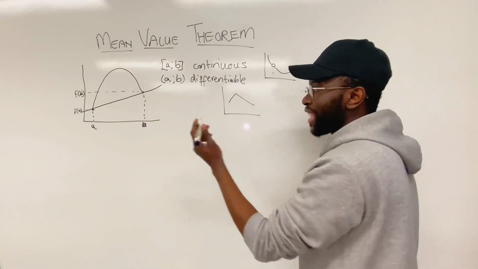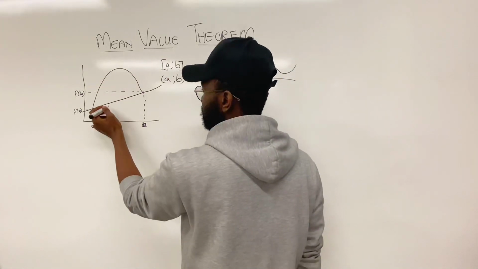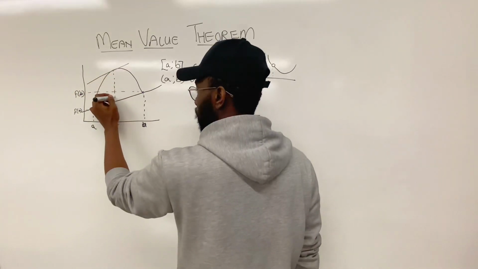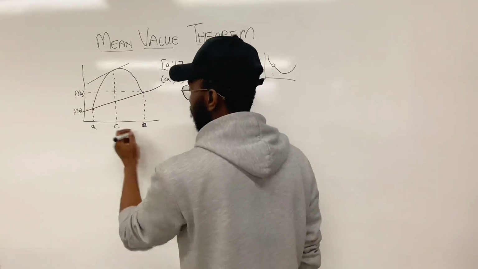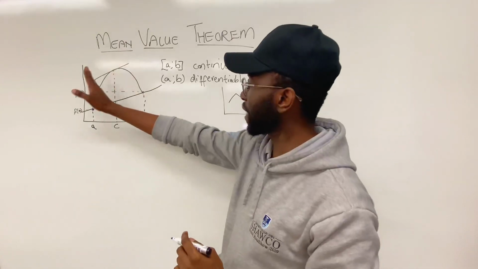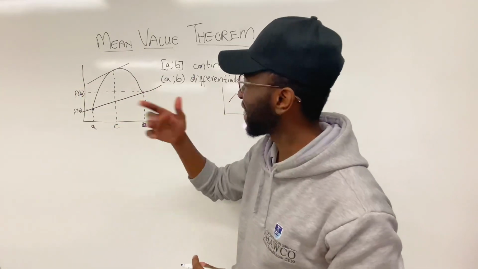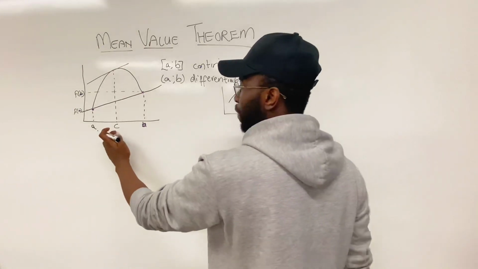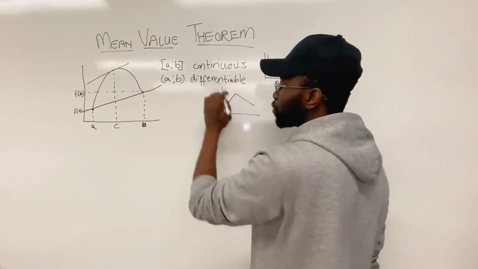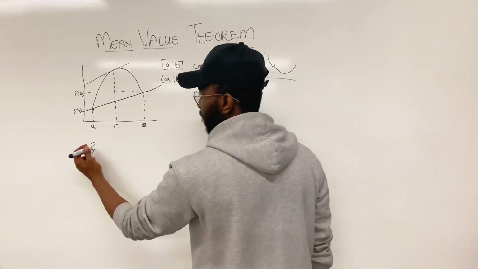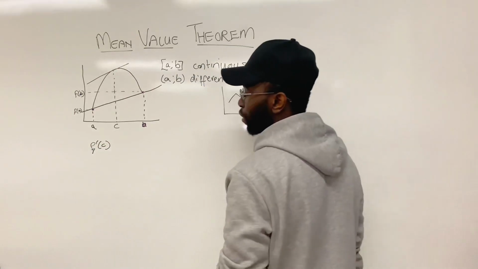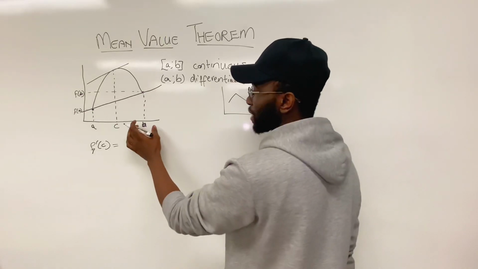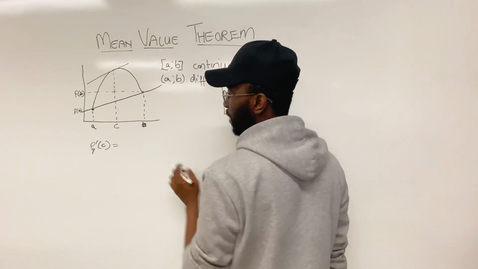Then there exists a point C, whereby the gradient at that point, the tangent at that point, visualizing the gradient, is parallel to the secant. It's not perfect, but you get the idea. There exists a point between A and B if these two conditions hold, and we can find the gradient at that point, the derivative, by just taking the average rate of change between B and A.